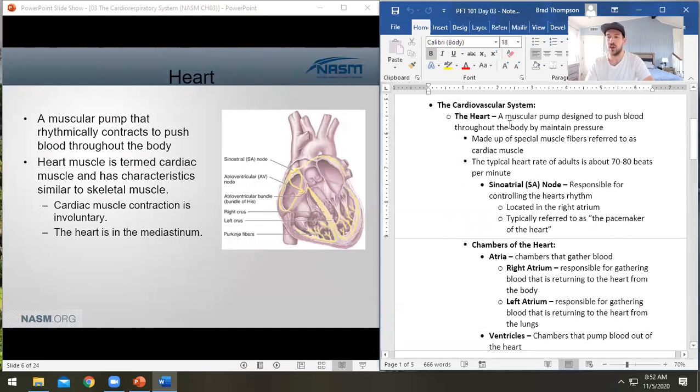When it comes to your heart, what the heart is, is this muscular organ, right? This pump that's designed to push blood throughout the body. And its main purpose is to generate and maintain pressure. Pressure is really important here because that's actually what's driving blood in different directions.